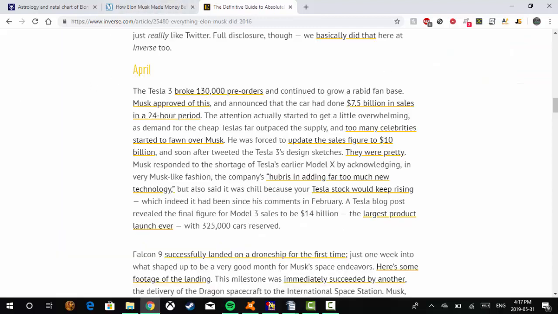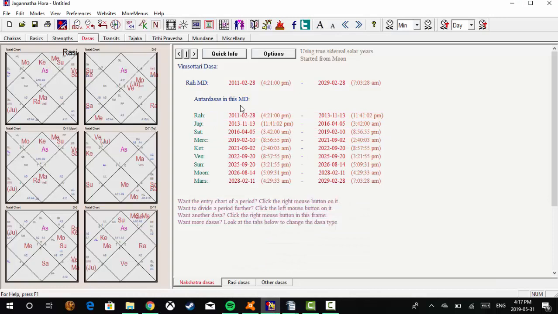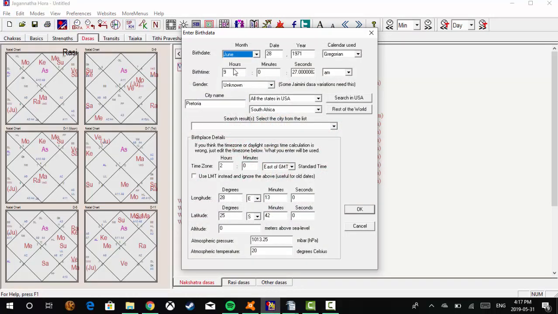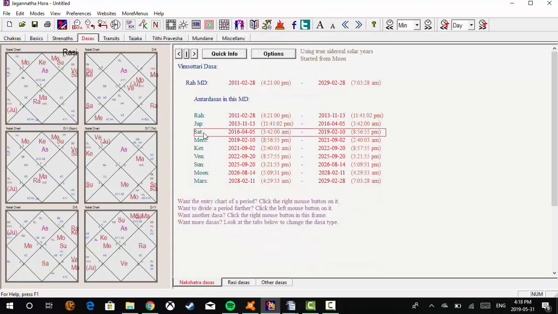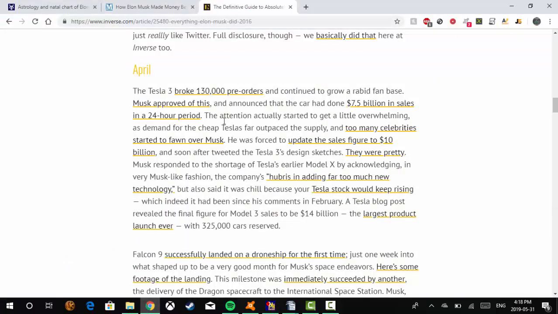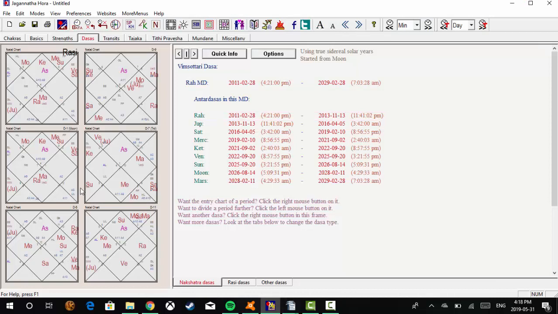April. Okay. We'd already found April based on the time we have here. So right here we have April 5th, 2016. What happens here? The Tesla broke 130,000 pre-orders, which is 7.5 billion in sales in a 24-hour period. So you can see just how powerful it was once that became active.